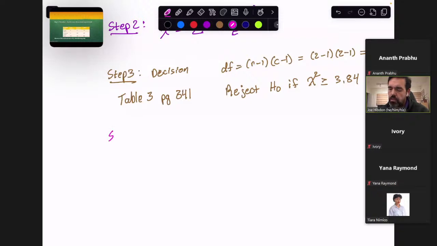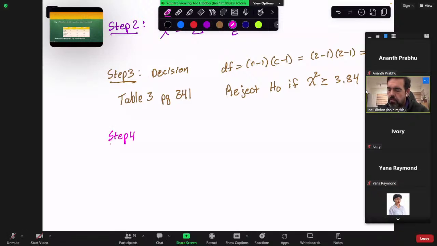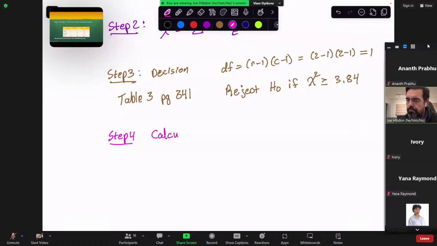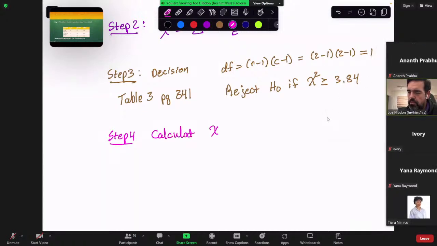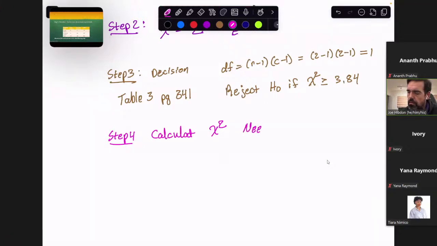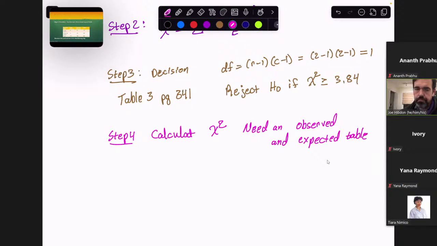Okay. Step 4. Calculate chi-squared. Well, so I need an observed and expected table.